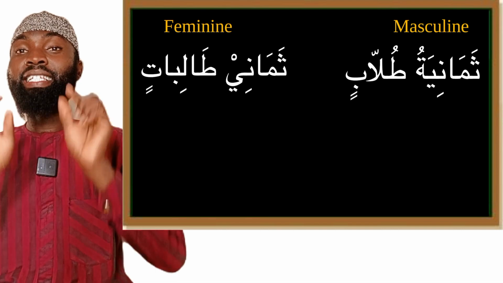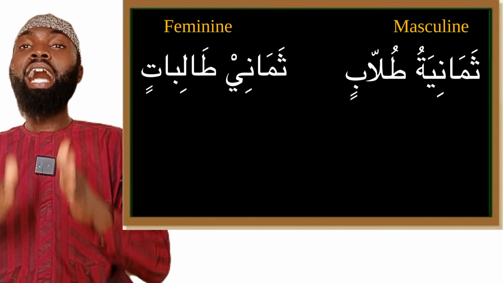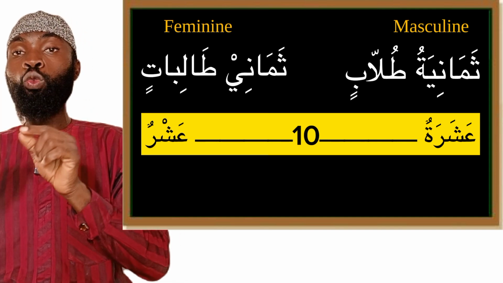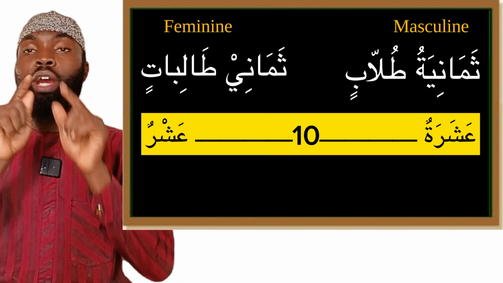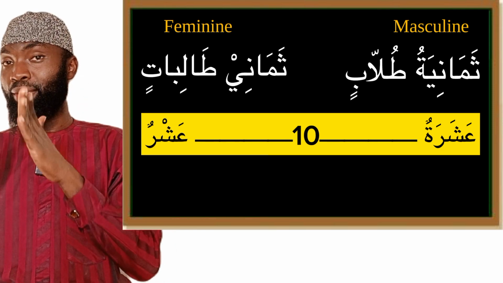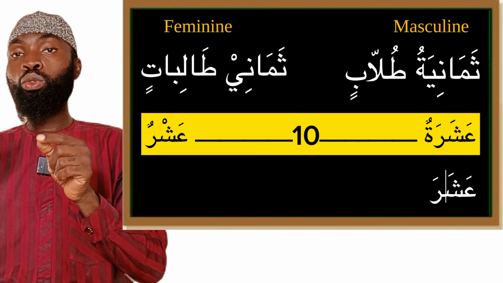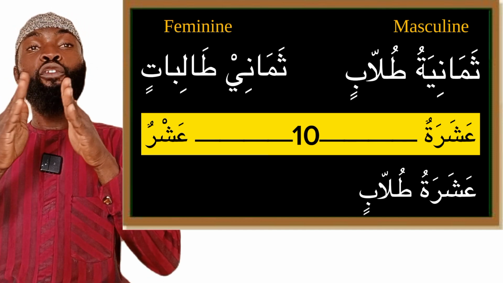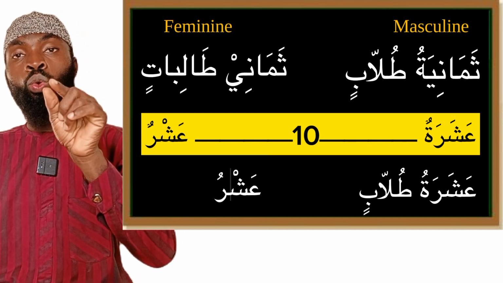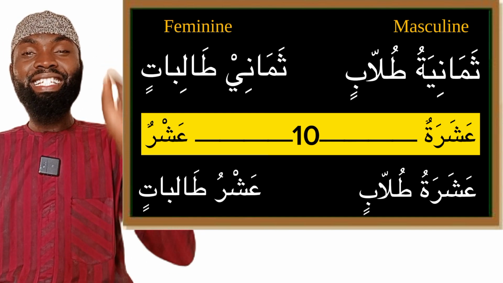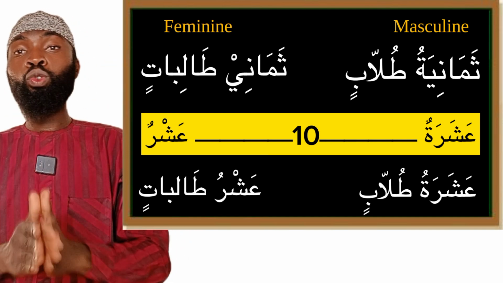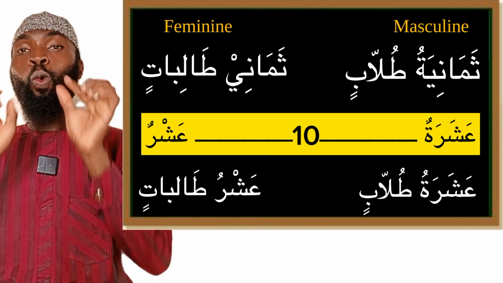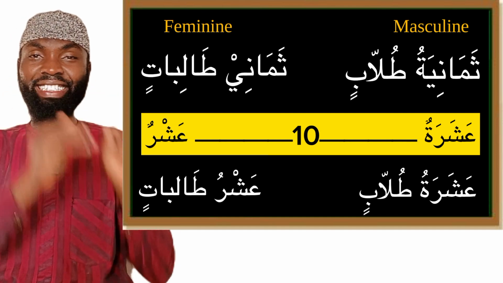Another point to note is the ashara, that is the 10. We have asharatu and we have ashru. The asharatu with the shin carrying fatha, ending with ta'u marbuta, is used for the masculine. That is why we say asharatu tullabin, 10 male students. And when we come to female students, we say ashru talibatin. This, coupled with the previous lesson, will make you understand how to count from 1 to 10.